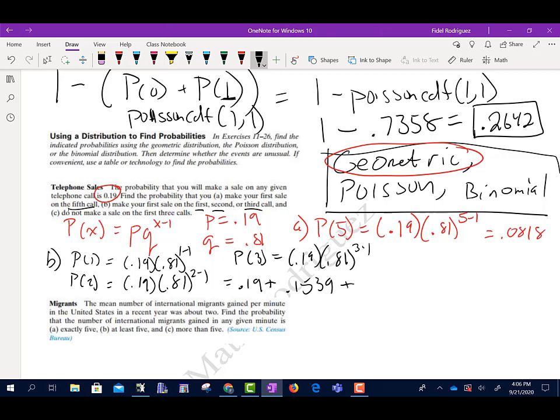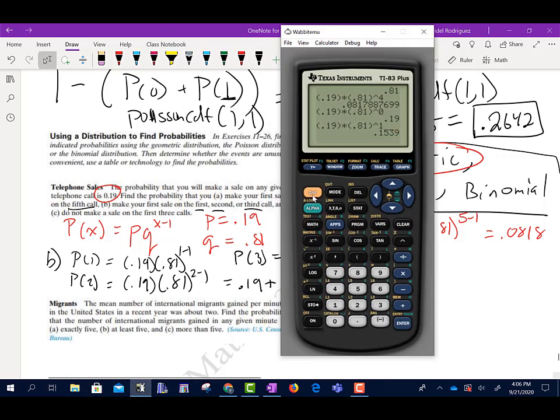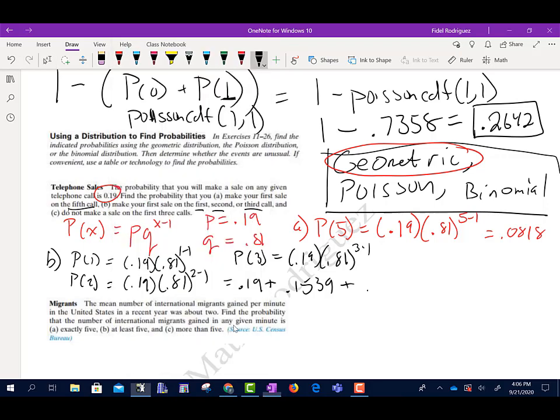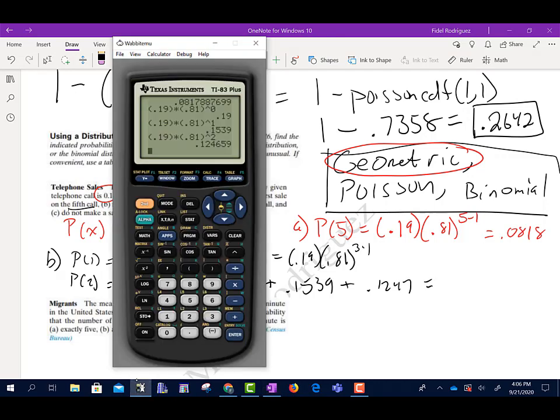And we're going to do this a third time. Second entry. And 3 minus 1, which is what I have right here, is 2. Enter. I'm still going to go to 4 decimal places: 0.1247. Now I'm just going to add those numbers up together. So 0.19 plus 0.1539 plus 0.1247 is 0.4686.